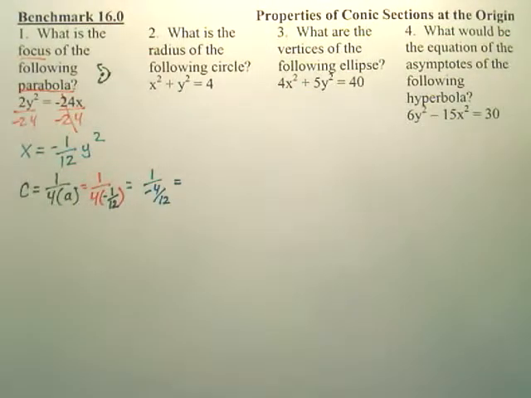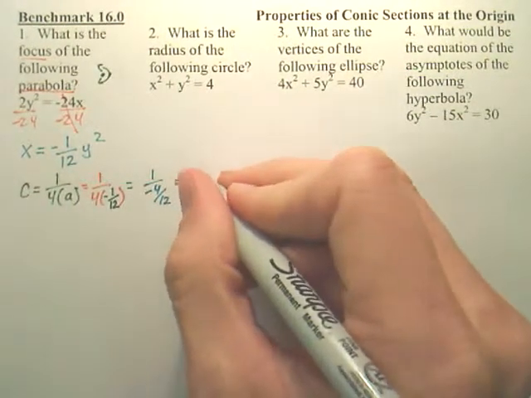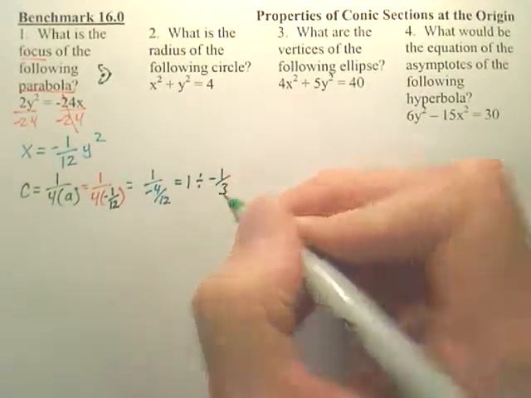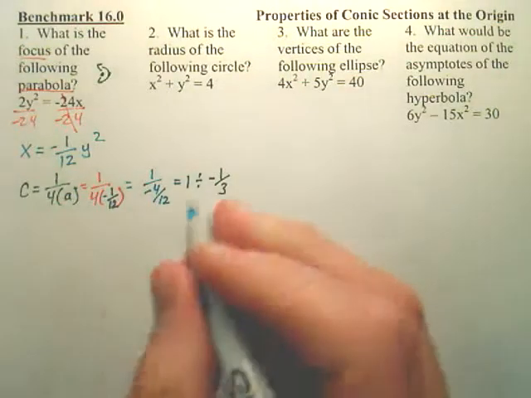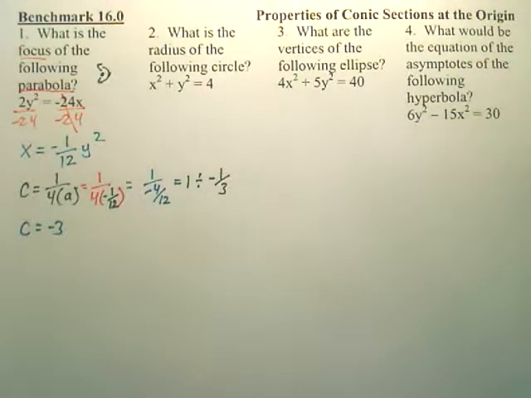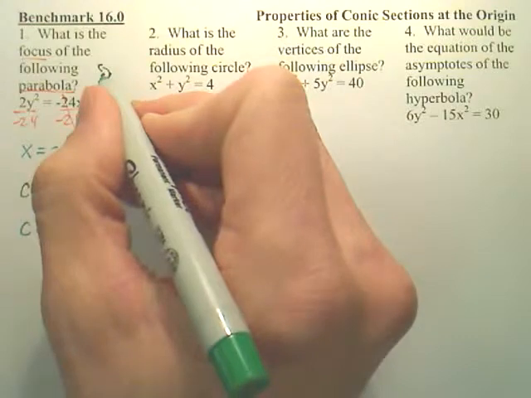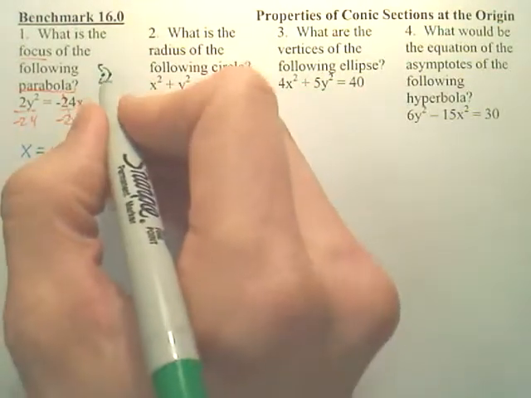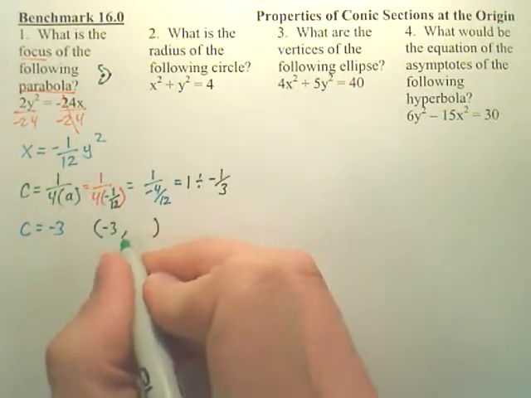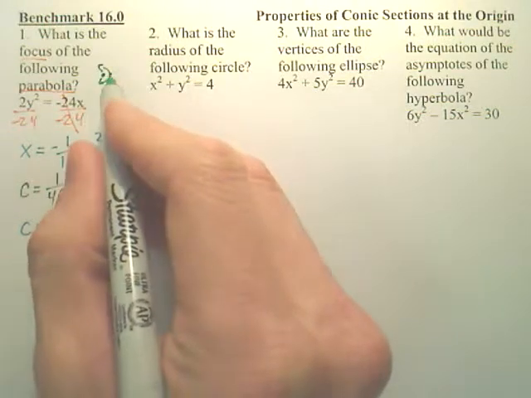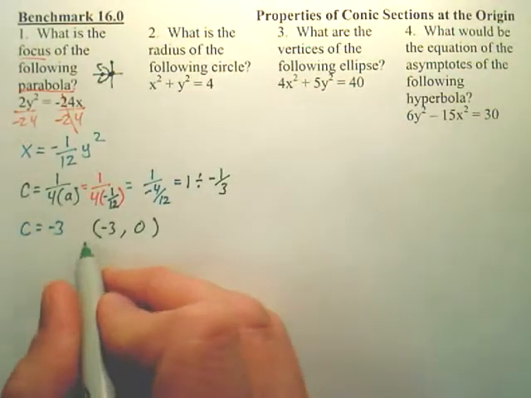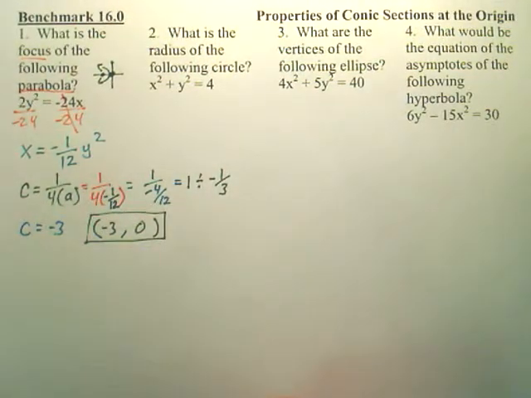I'm going to change it to this kind of divide sign. Instead of this divide, I'll make that divide sign. And this looks like it's going to be negative 1/3, which means C equals negative 3. So if C is negative 3, that means it's 3 this way, so the coordinate for the focus is going to be negative 3, 0, because the vertex is at 0, 0, and it's going to go negative 3 to the left. So this would be the coordinate for the focus.